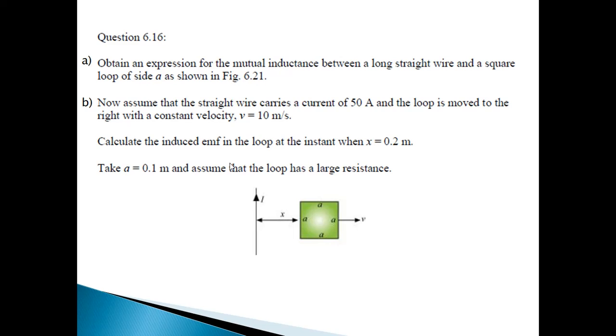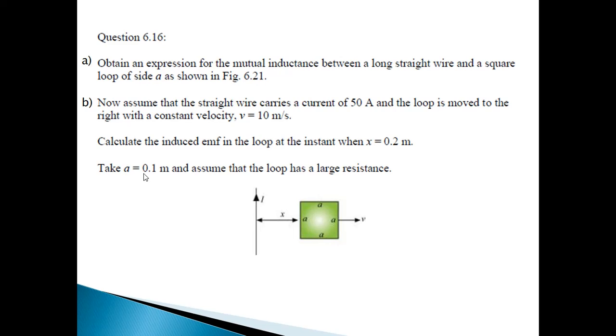So the diagram is shown. You can see here there is a straight wire carrying a current I and there is a square loop of side A and they are separated by a distance x. And the square loop is in motion with a velocity v. So we have to find two things. First, we have to find what is the mutual inductance between the long straight wire and the square loop. Secondly, we have to find out what is the induced EMF in the loop.